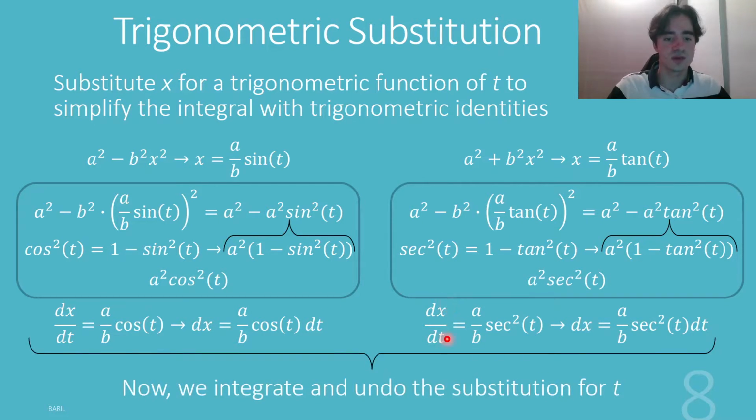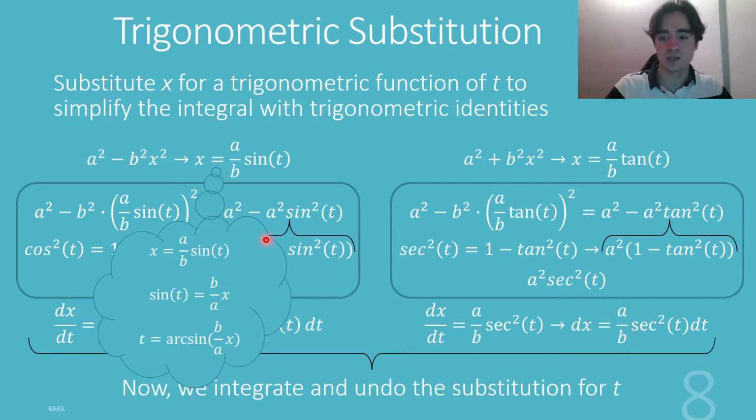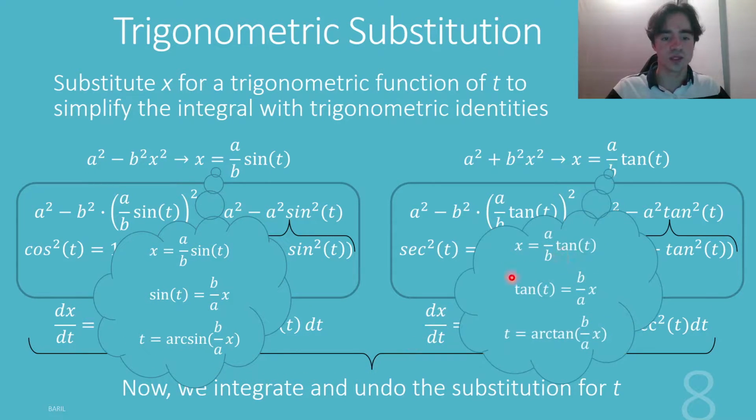So we do the same process, and then we can integrate and undo the substitution for t once we've integrated. So for this, we have to isolate for t in the original substitution. So t is going to be arcsine of b over a x. And we'll do the same process here. So the original substitution is with tan this time. So if we isolate for t, we get arctan of b over a x.